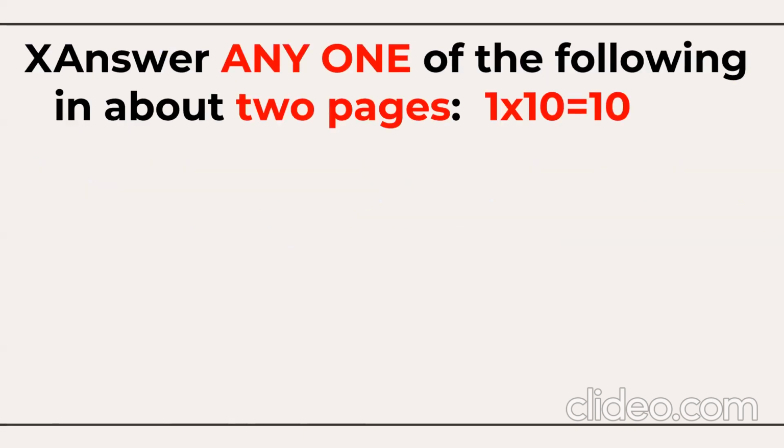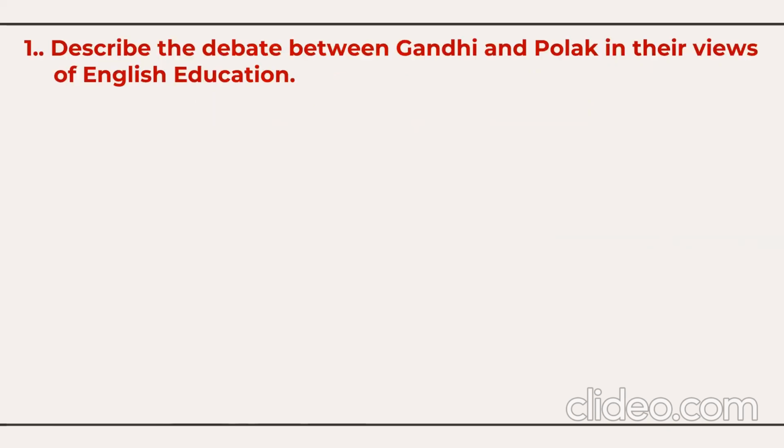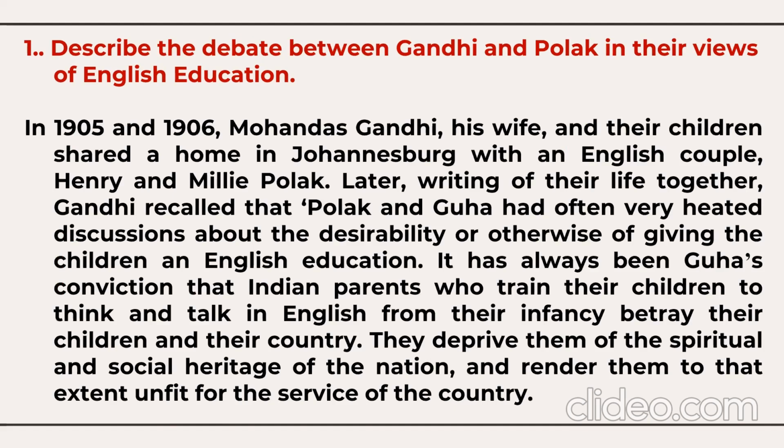Now we have questions for the 10 marks, and here we have 3 questions, and out of 3 you need to opt for only one question. Describe the debate between Gandhi and Pollock in their views of English education. In 1905 and 1906, Mahatma Gandhi, his wife, and their children shared a home in Johannesburg with an English couple, Henry and Millie Pollock. Later, writing of their life together, Gandhiji recalled that Pollock and Gandhi had often very heated arguments.